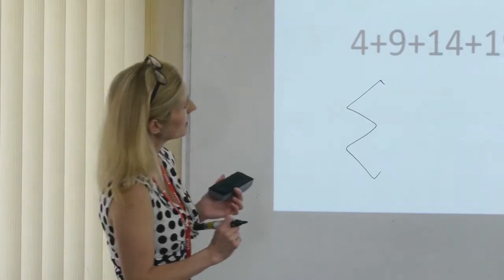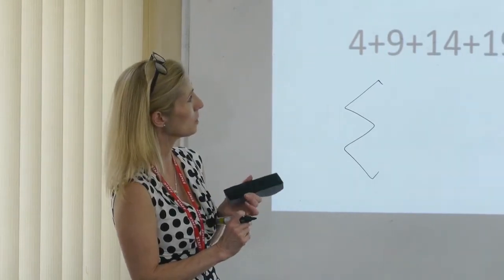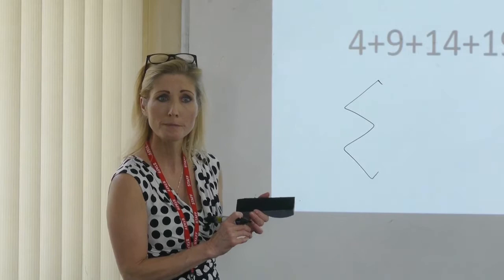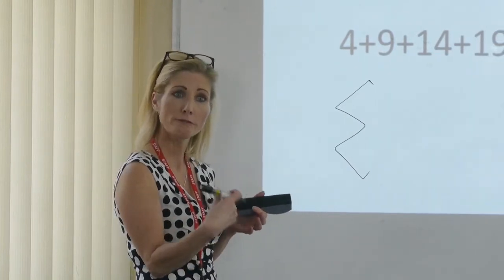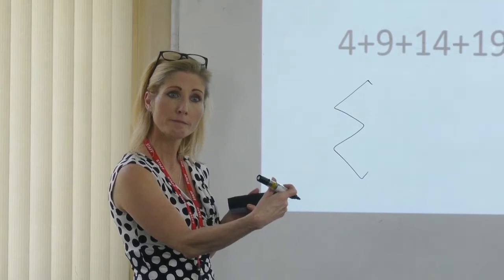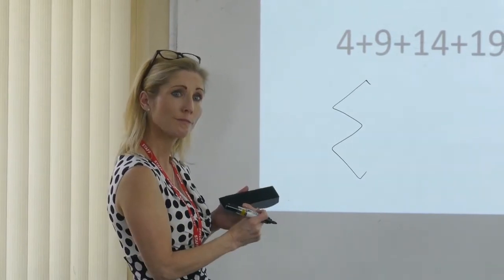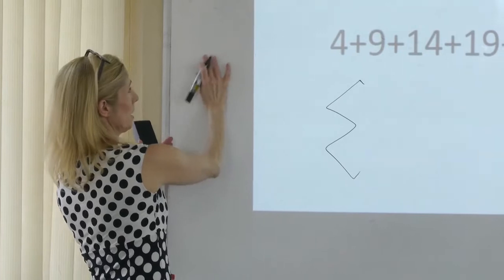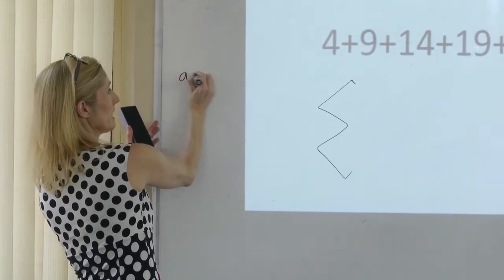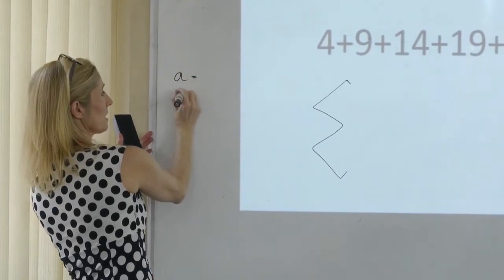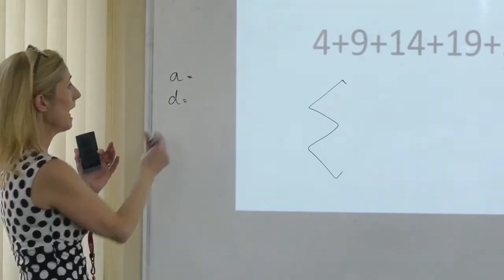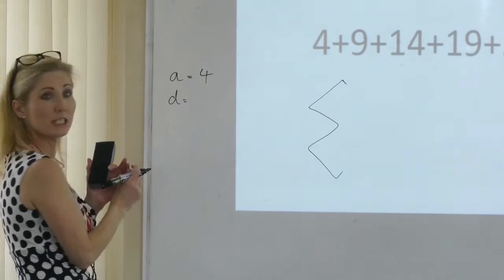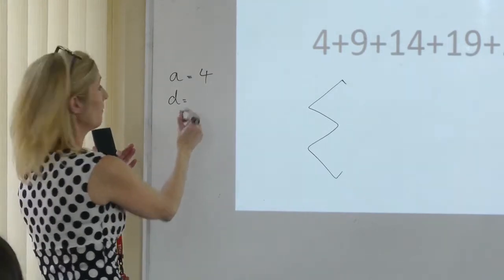So can you see what pattern is developing? What's it going up by each time? 5. So what's going to feature in the formula? 5. Should we do it with the nth term? So what's the A value and what's the D value? What's the A value? 4. A is 4 and the D value is 5.